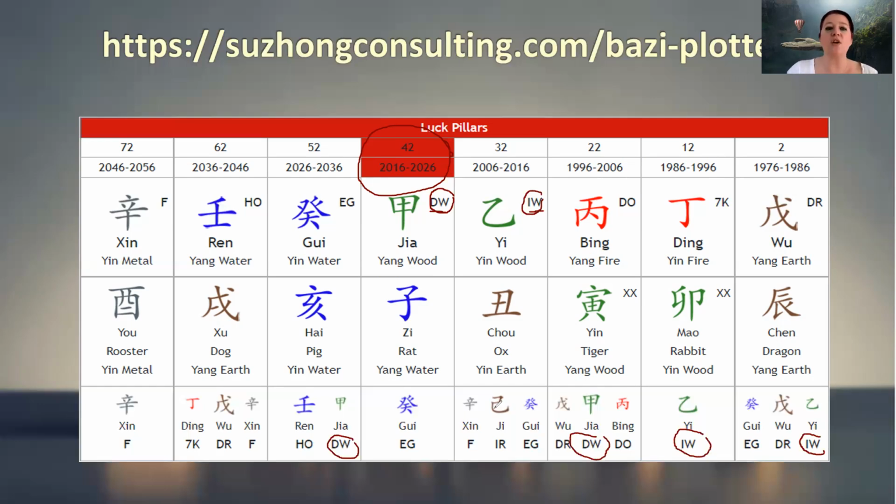So check whether you are going through a luck pillar where you have one or more of these. It's very possible that you can have a DW here and then maybe an IW at the bottom. That's also possible.